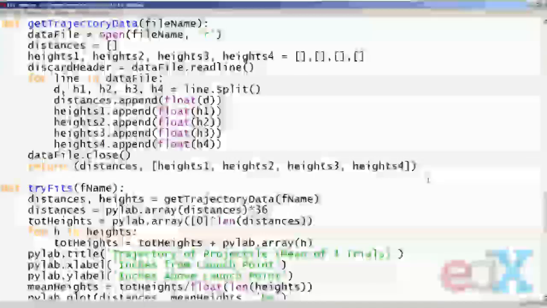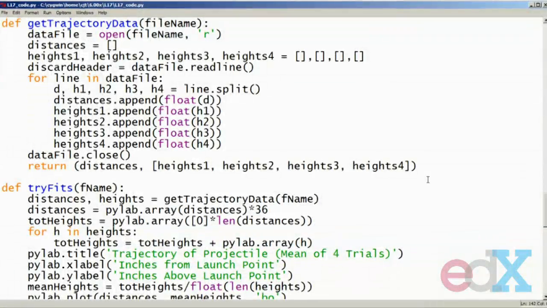Here's some Python code that lets us experiment with the data we got from firing the arrow with the bow. As before, we have a procedure that helps us get the data out of the data file and put it into a bunch of lists. In this case, what we have is a bunch of distances at which we made the different measurements, and then for each distance we have the heights at that distance from 4 separate experiments.